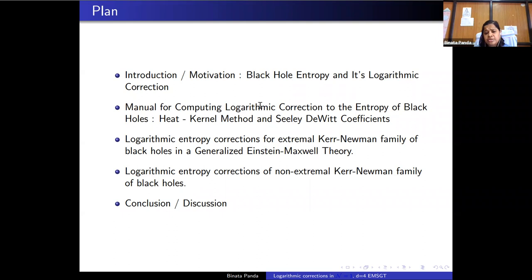In our recent work, we calculated the logarithmic entropy corrections for the extremal and non-extremal Kerr-Newman family of black holes in a generalized Einstein-Maxwell theory. In the last two sections, I will discuss our results on the extremal and non-extremal black holes. Then we will conclude with a discussion of the results we have up to now. I would like to take some questions from the first part if anyone has more questions.